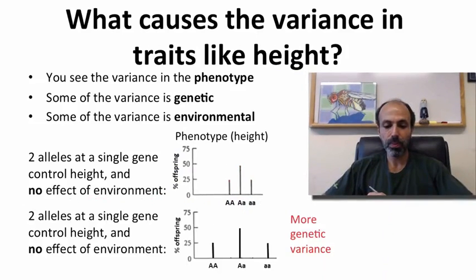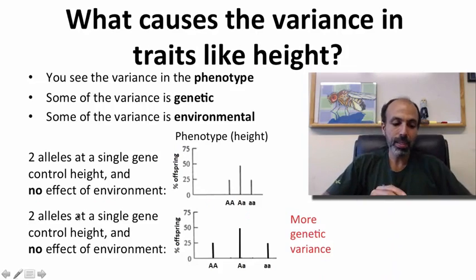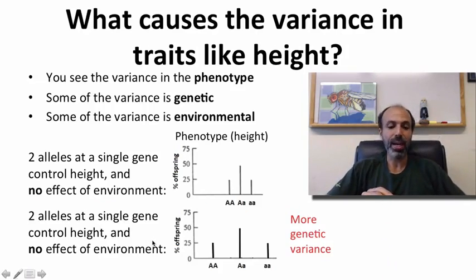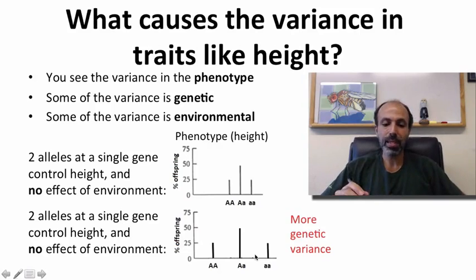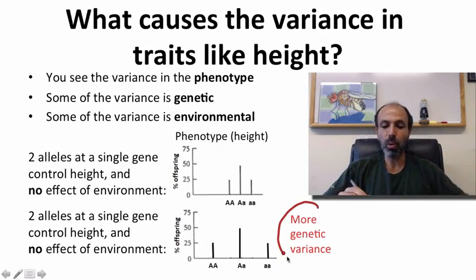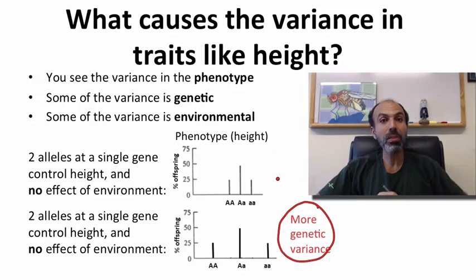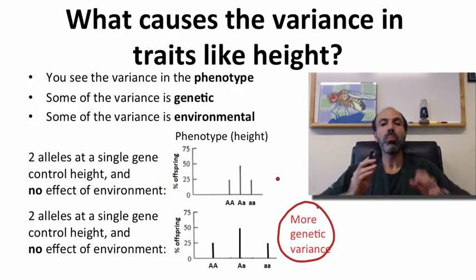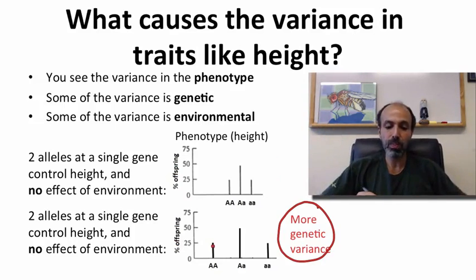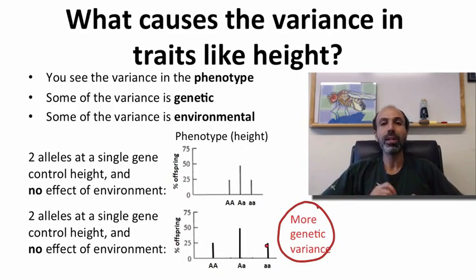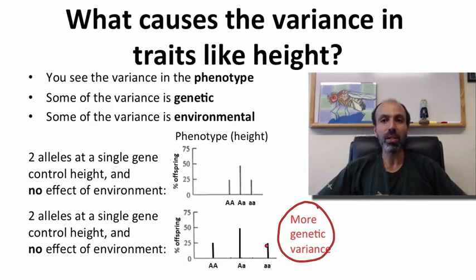Now what if we saw this? This is still two alleles at a single gene controlling height, and there's still no effect of environment, but we see a bigger difference in height between some of the individuals. In this case, the lower graph here has more genetic variance than the upper graph. Both of them still have no environmental variance, but the lower one has more genetic variance because you see this bigger difference in phenotype among individuals with no environmental part, and it's purely controlled genetically. It's controlled by your genotype at the A gene.